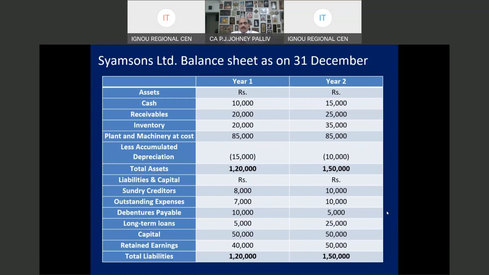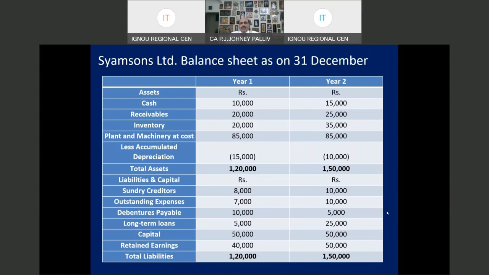In the case of long-term borrowings, long-term loans means loan taken for a period more than 1 year or 3 years, whatever may be. So more than 1 year, it is treated as long-term loans, year one, 5,000. And year two, you can see 25,000. That means originally 5,000 loan increased to 25,000. Therefore, there is an increase of loan during the year, 25,000 minus 5,000.